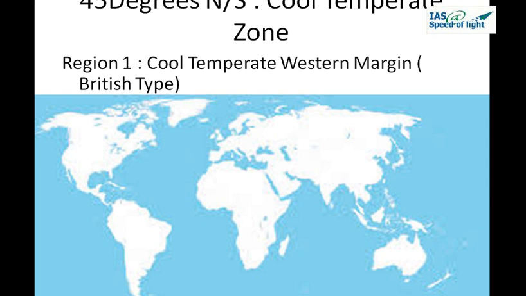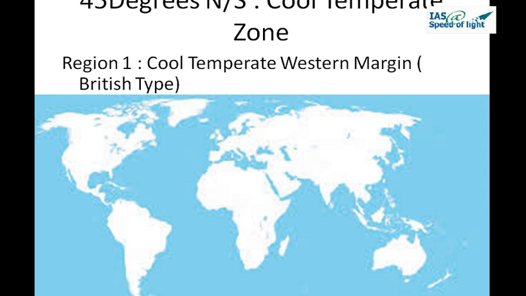45 degrees to 65 degrees north and south, and this we are going to call the cool temperate zone. So starting from the warm temperate zone, now we are moving to the cool temperate zone. So the first difference which we will immediately notice is the fall in temperature. The first thing, it has to be cooler than the warm temperate zone, right? This particular latitude. The same principle here also we are going to follow: the western margin of the continents, the interior of the continents, and the eastern margin of the continents.